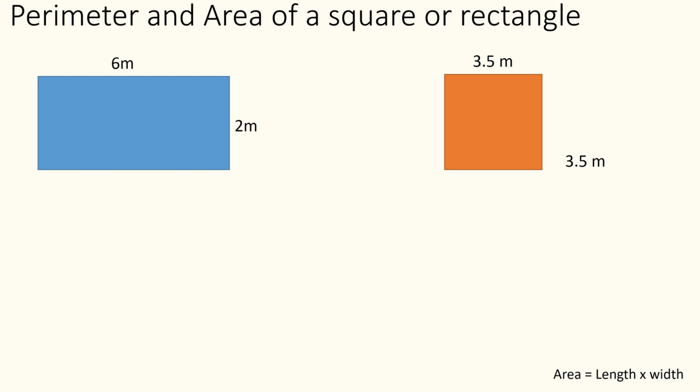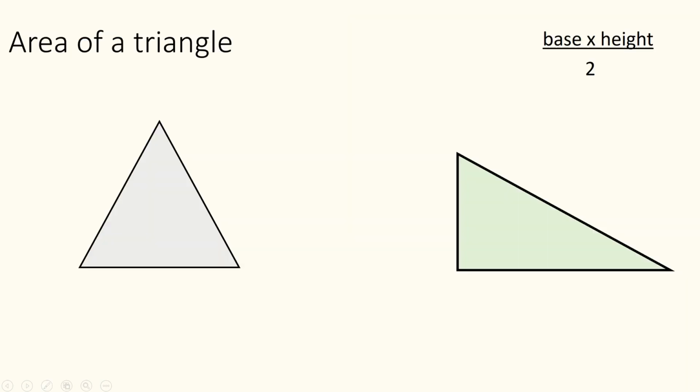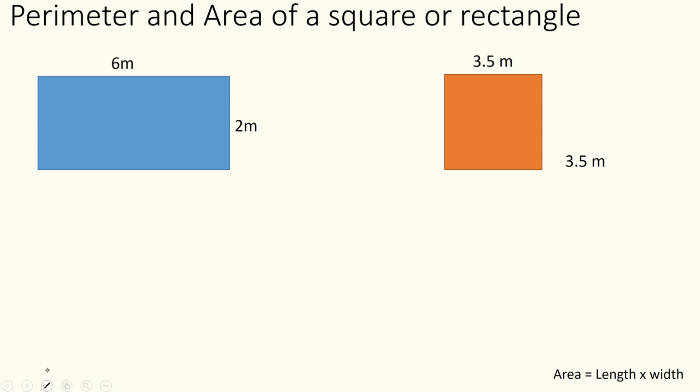So let's start with perimeter of a rectangle or square. So for perimeter, I'm just going to make sure my pen's on. Knew that was going to happen. My pen wasn't on at all.